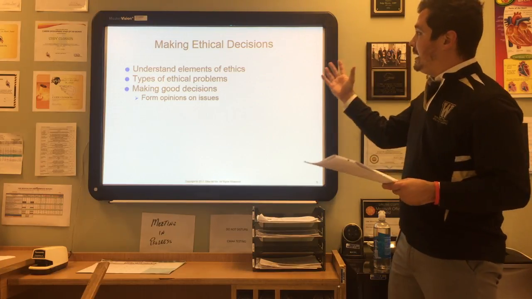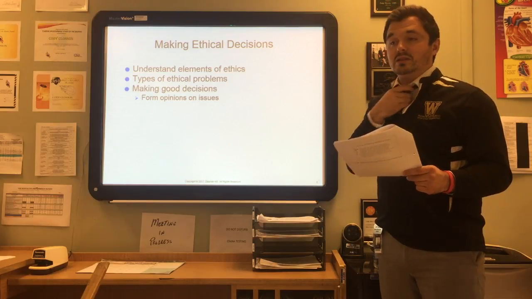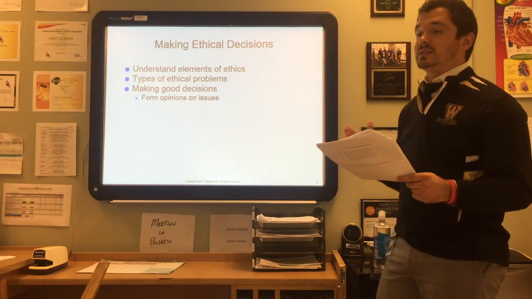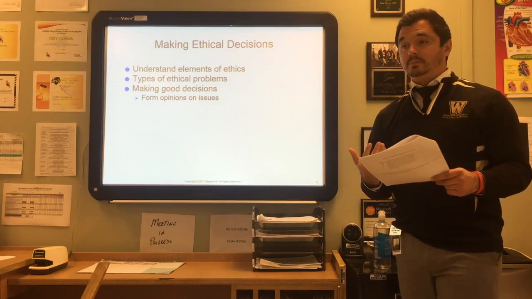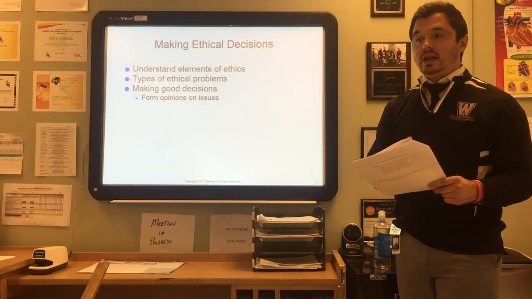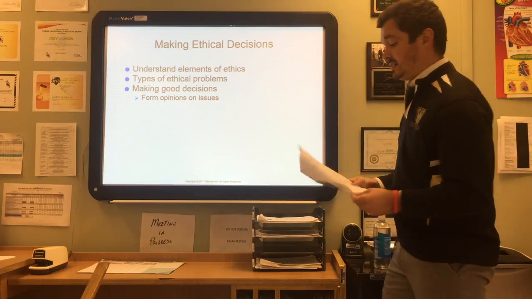So in order to make ethical decisions, you have to understand the elements of ethics, which we've talked about a little bit. But we're going to talk about more here. We also have to understand the types of ethical problems that we'll face, and then we have to make good decisions. And that's basically forming opinions on issues that we will bring up and discuss here.